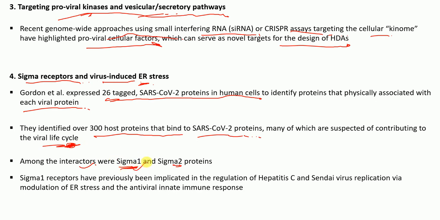Therefore, we can also target these sigma proteins to generate host-directed antiviral agents, guys. Okay. So now I have talked about how we can target different key molecules present in the host cells, which are really important for virus entry, replication, translation of the genome, virus assembly, and the release of the progeny virus particles.